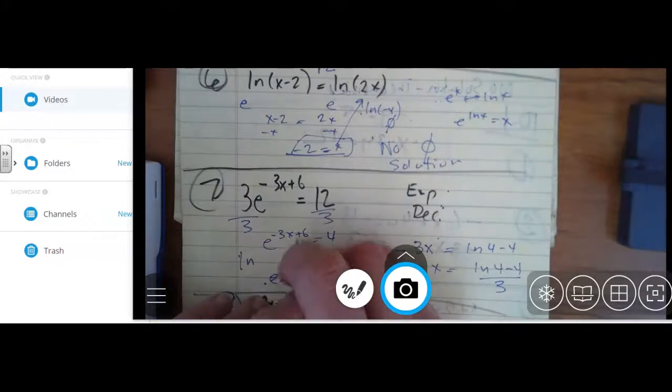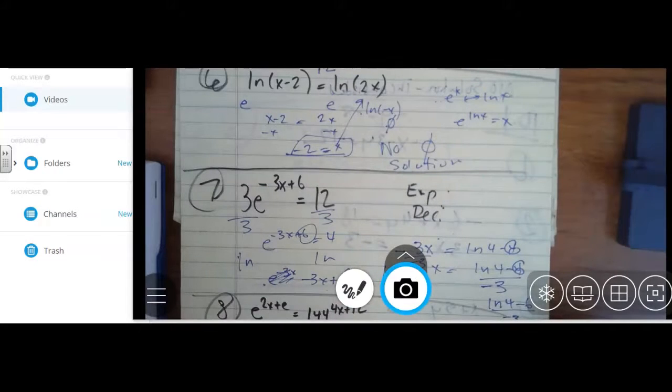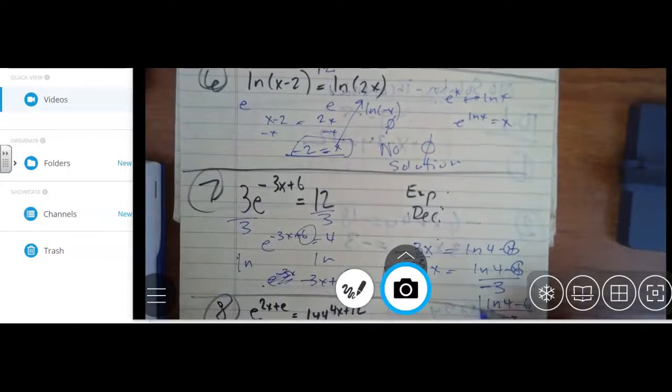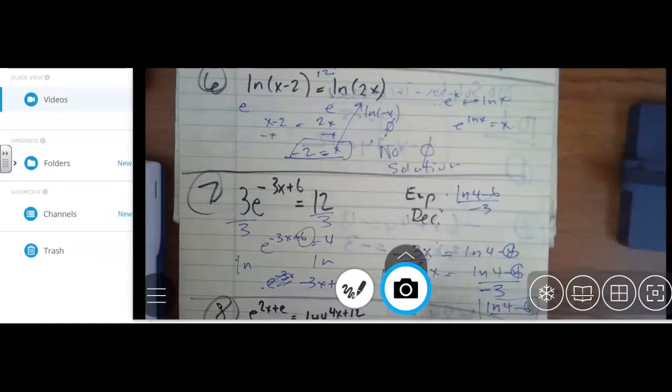On the line, I made that 4 into a 6. This is supposed to be a 6. So it's ln 4 minus 6, and it's over negative 3 because I'm dividing by negative 3. So ln 4 minus 6 over negative 3 is the expression that you write, and that would be one way to write it.